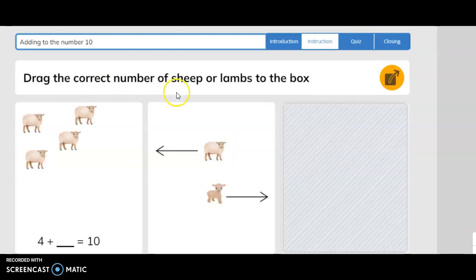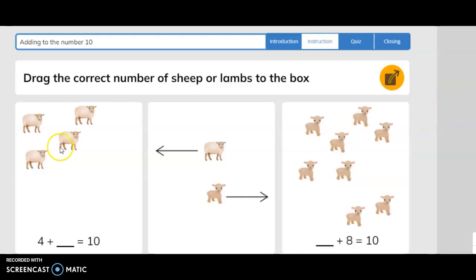Drag the correct number of sheep or lambs to the box. We have the sheeps over here. So we have 4. 4 plus what will give us 10? So we would actually need, and I'm going to represent my sheep as circles. So we have 4 sheep here. So I count on from 4.